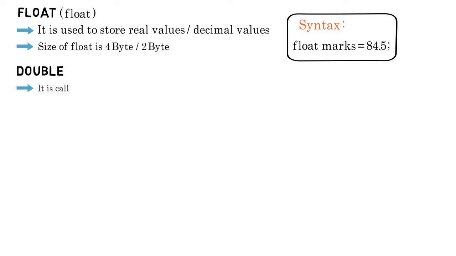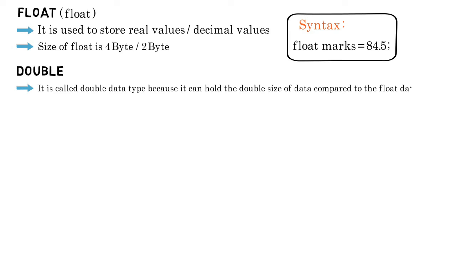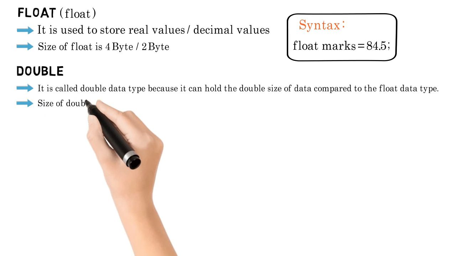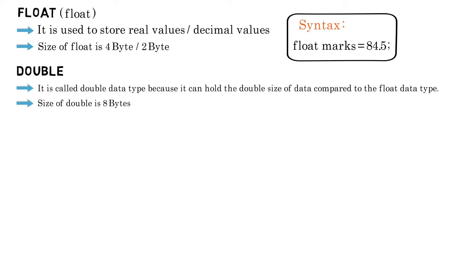Another data type is double. It is also used for floating values. It is of 8 byte. It has 2 times the precision of a float value. It means that we can have twice the values as compared to the float after a decimal point.